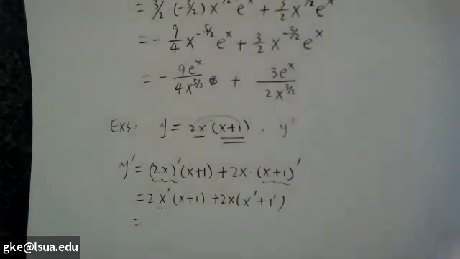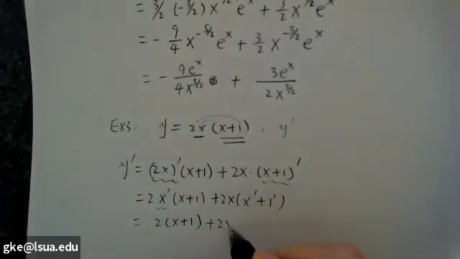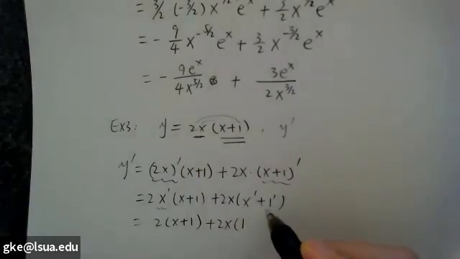What's the derivative of x? 1. Very good. Good job. That means you memorized it. So the derivative of x equals 1. What's the derivative of 1? 0. Good job.